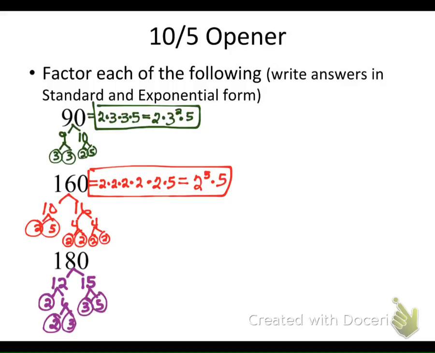We should pretty much have our prime numbers down. I'm going to come to the right of 180. I'm going to put my equal sign. Standard form, Isaiah. 2 times 2 times 3 times 3 times 5. And exponential form, Darius. 2 squared times 3 squared times 5.